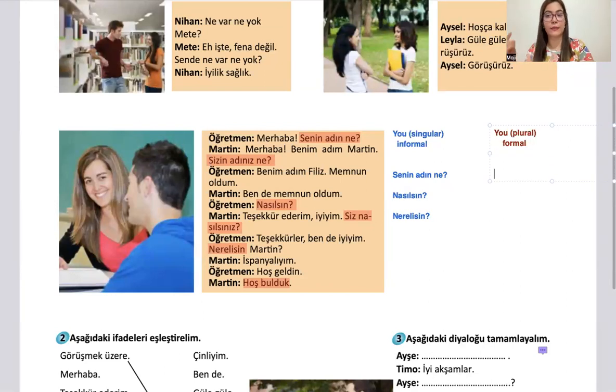What you say? Senin adın ne? The formal version actually is sizin adınız ne? Same meaning, but just different contexts. The matter of formality. Senin adın ne? Sizin adınız ne? Nasılsın? Formal. Nasılsınız? When you see your boss, you don't say nasılsın, you say nasılsınız. Nerelisin? Where are you from? Nerelisiniz? Formal.